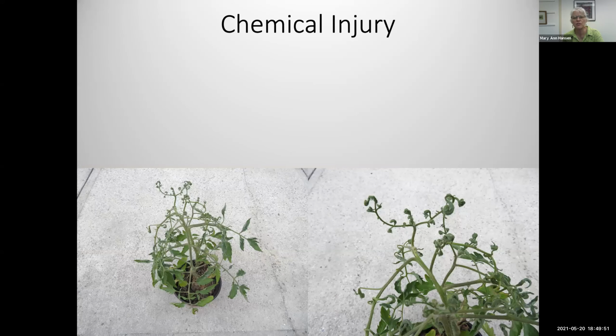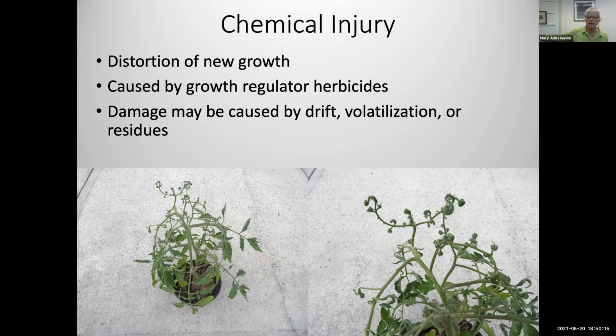But while we're talking about distortion, I want to mention one other very common thing that we see in the plant disease clinic, and that's chemical injury from growth regulator type herbicides. And these herbicides will cause distortion of the new growth, and they can damage plants in a number of ways. They can drift. So if somebody's using one of them for weed control on a lawn, they can drift over to your vegetable garden. On a hot day, they can simply volatilize and damage at low concentrations.